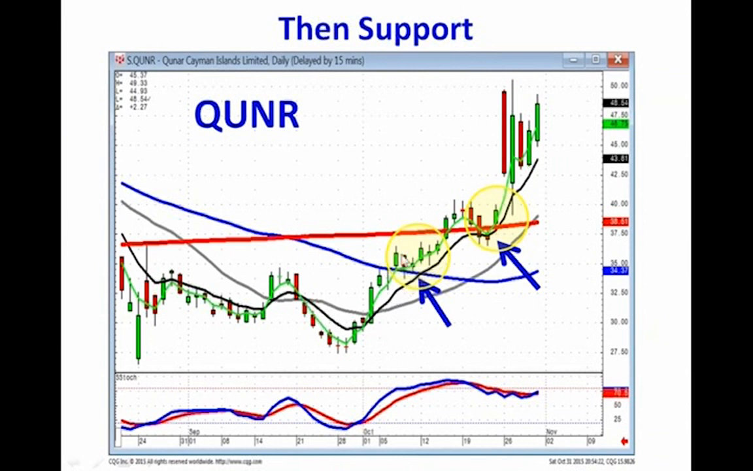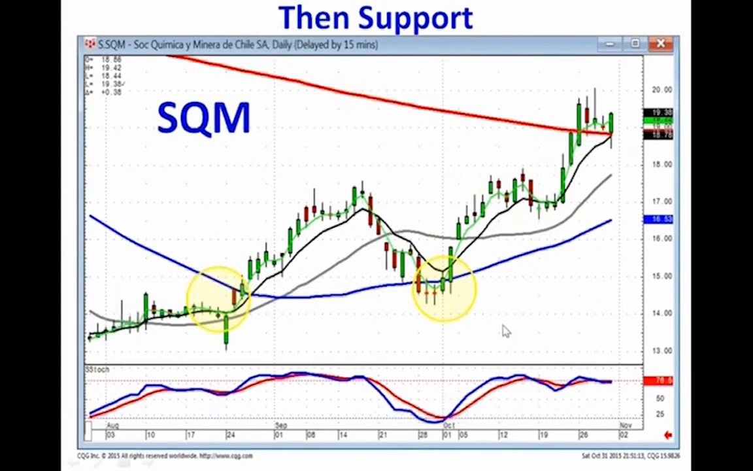But anytime we see these situations where the T line is acting as a support, they come up through a resistance level, and then they pull back to the T line and the resistance level, we have a much more clear indication of whether they're profit taking or whether that was just consolidation at those moving averages.